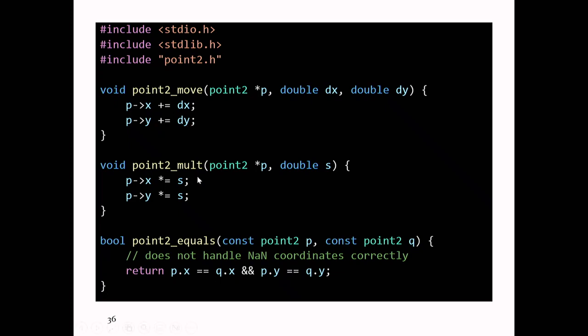Multiply is the exact same. I'm going to multiply x and y by s. So p->x *= s, and p->y *= s.